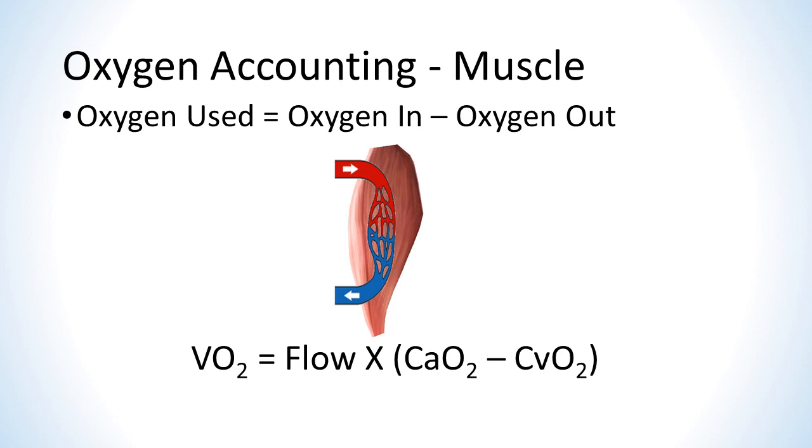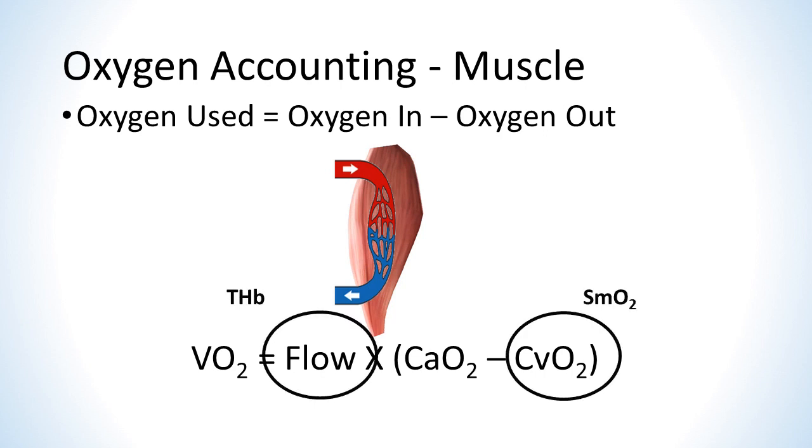We cannot use SMO2 and THB to directly calculate VO2 for an individual muscle. However, SMO2 is a very good indicator of the concentration of oxygen in the venous blood. THB is not a measure of blood flow, but as we've seen in earlier lessons, THB trends can give us indications about the states of blood flow, such as when a venous or arterial occlusion is present.